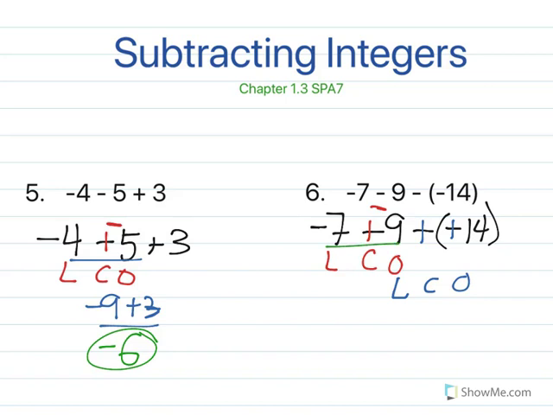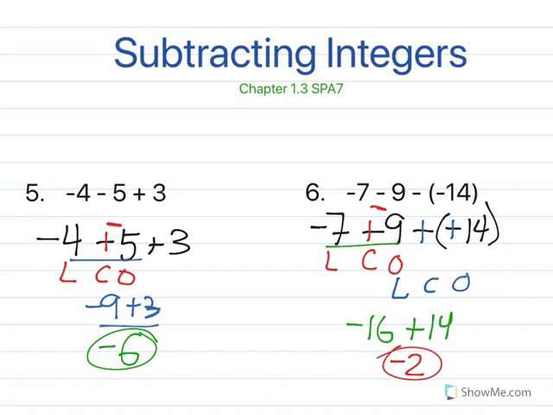So I'm going to have -7 plus -9, which gets me -16. And then I can go ahead and bring down my +14. And now I have -16 and +14. I have more negatives than I have positives by 2, so my answer is -2.